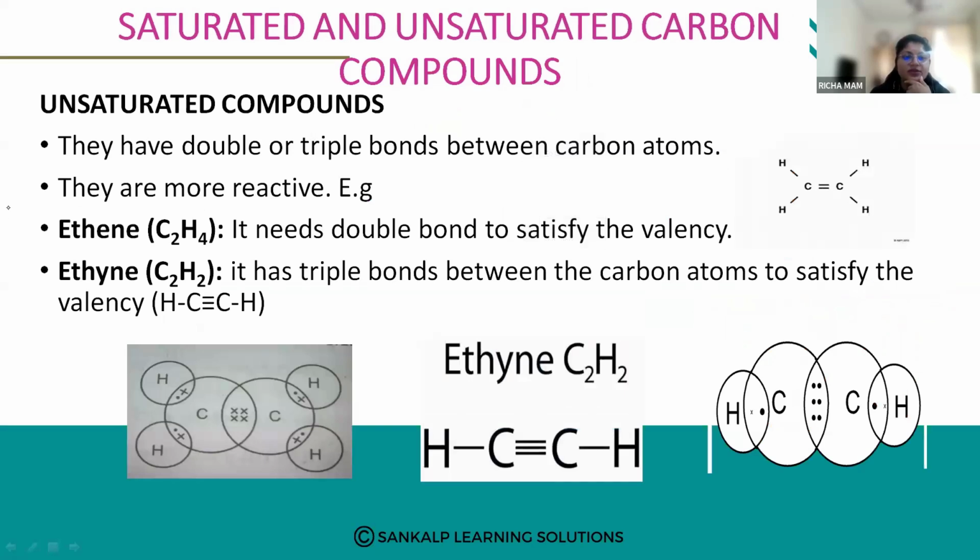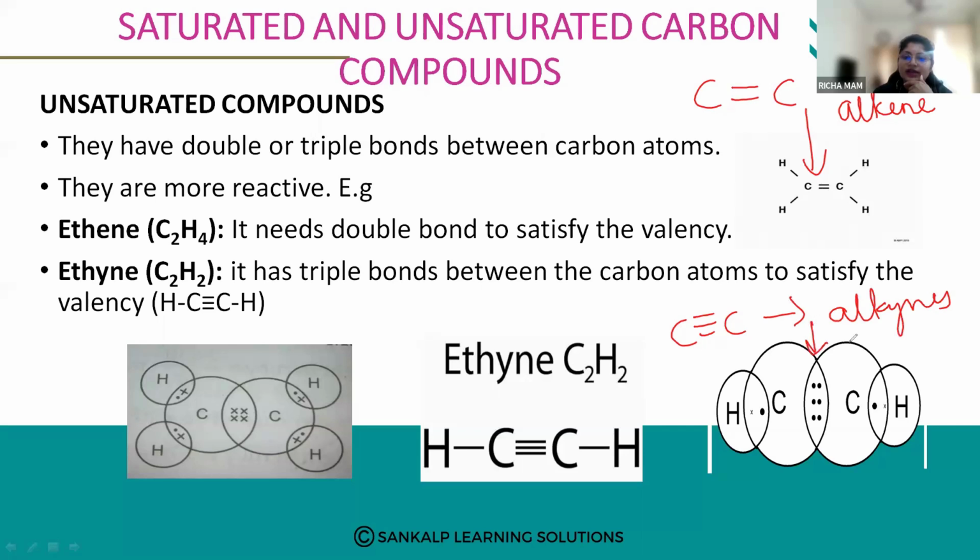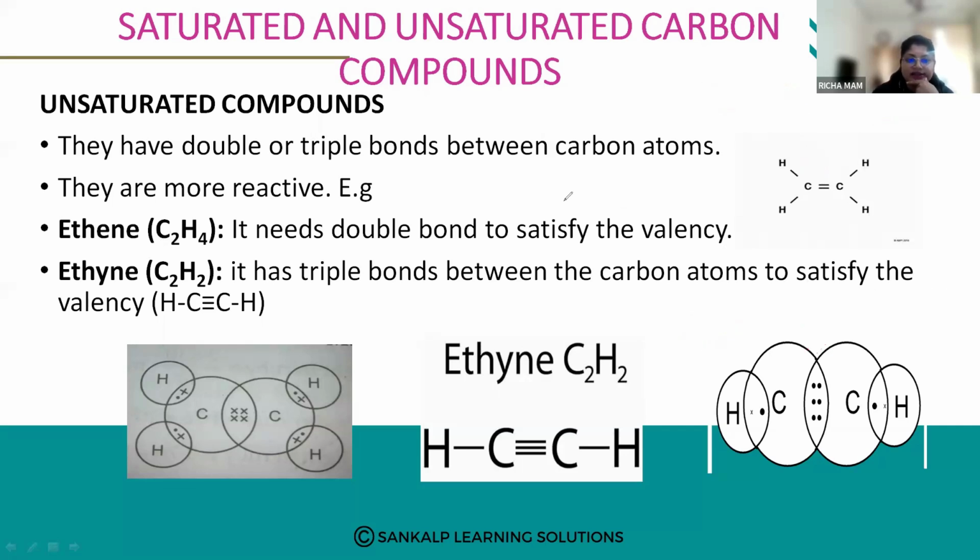Next, we have discussed the unsaturated compound. Unsaturated compound means what? Between the carbon atoms, either a double bond is there or a triple bond is there. When you have a double bond, it is called an alkene. And when you have a triple bond, it is called an alkyne. So the alkene example is ethene.